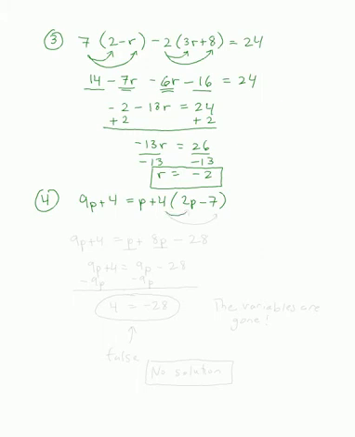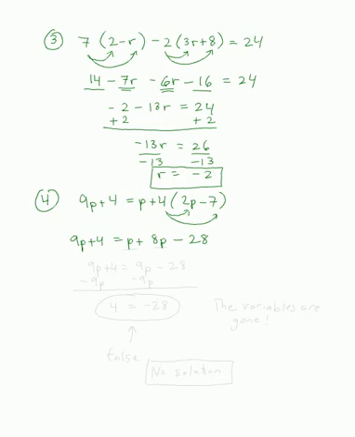So I'm going to go ahead and distribute this 4. Everything else is the same though, so I'm going to go ahead and rewrite the rest of the problem. The only thing that changes though, 4 times 2p is 8p, minus 4 times 7 is 28.